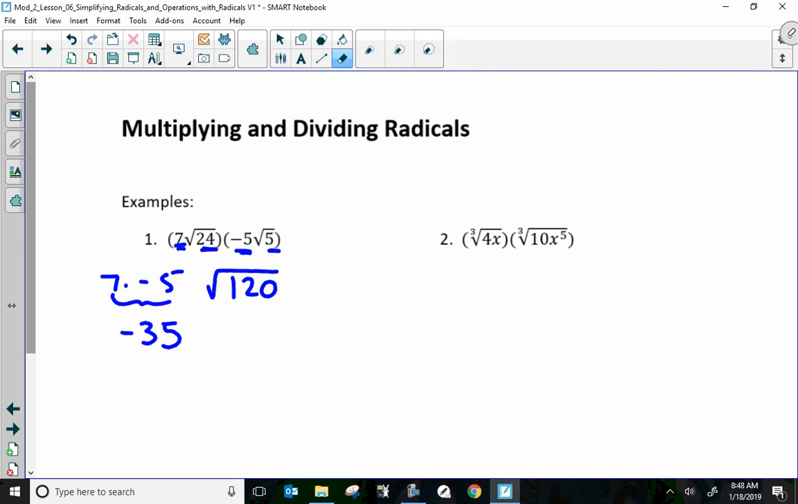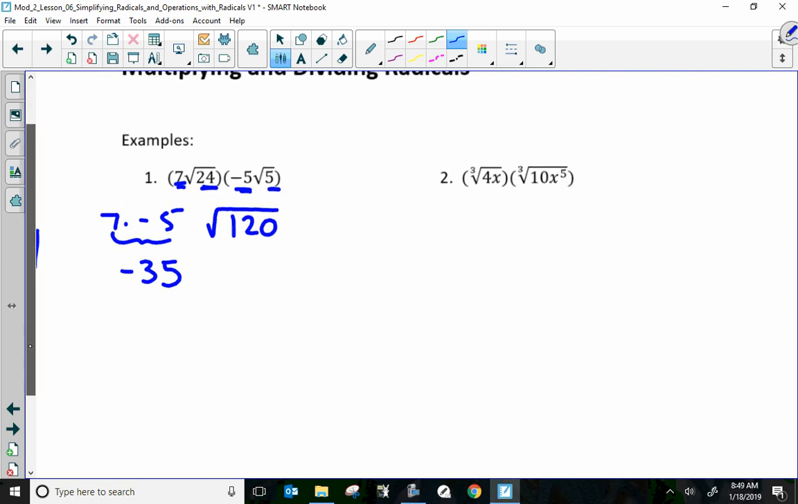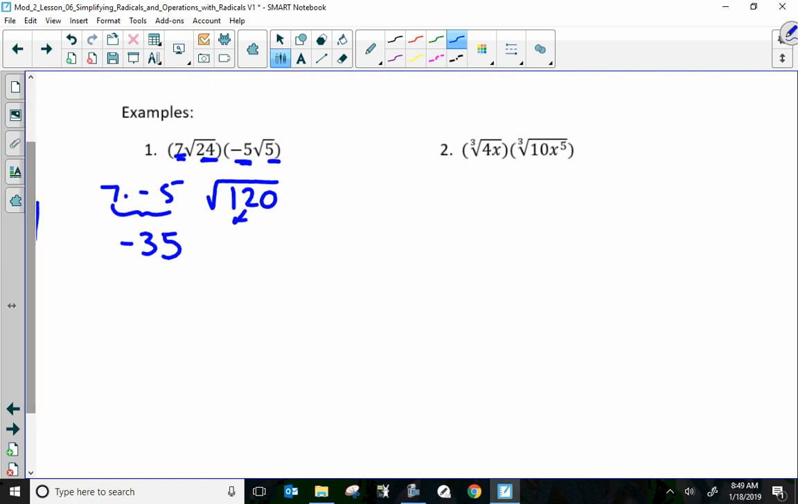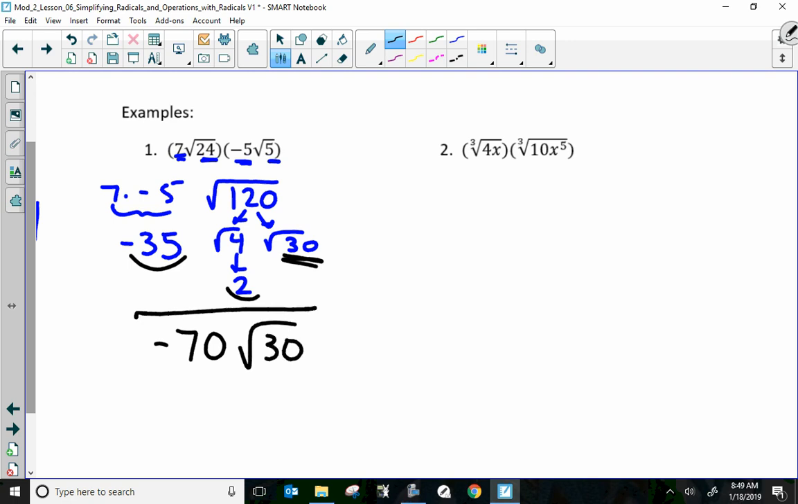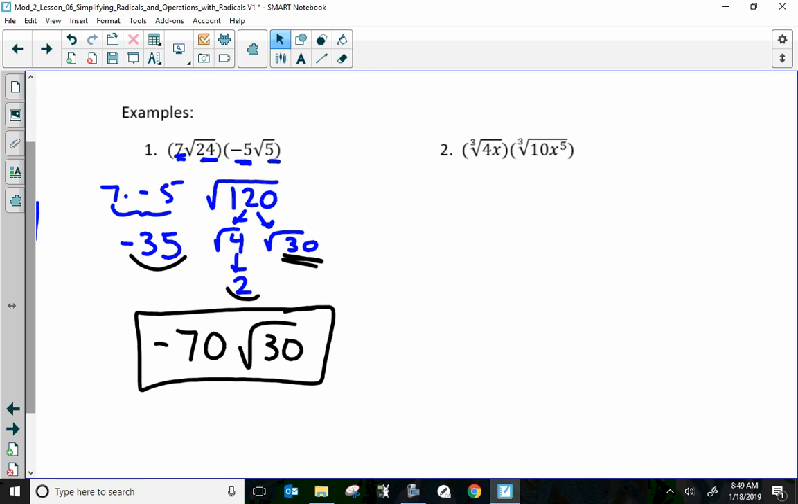Now, the biggest perfect square that goes into 120 is 4. So that's like saying the square root of 4 times the square root of 30. And the square root of 4 is 2. So I'm pretty much done simplifying everything I can. 35 times 2 is -70, and that's the only thing still under the square root sign. Good.